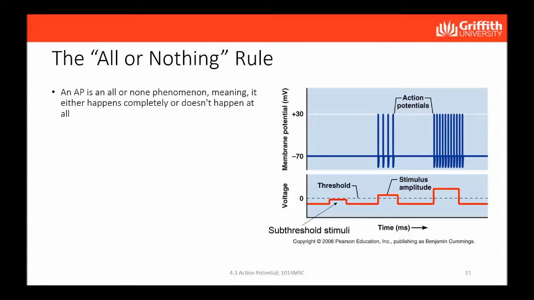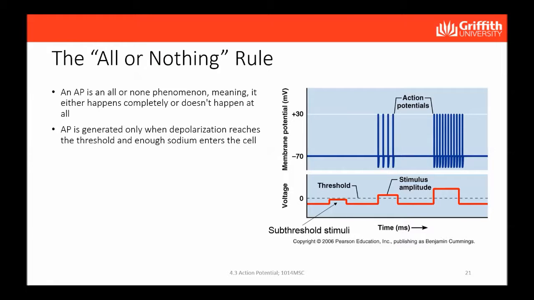Not all local depolarization events produce an action potential. The depolarization must reach the threshold values if an axon is going to fire. An action potential is an all or nothing phenomenon, meaning it either happens completely or it doesn't happen at all. This phenomenon is dependent on the strength of the stimulus and the amount of sodium entering the cell.